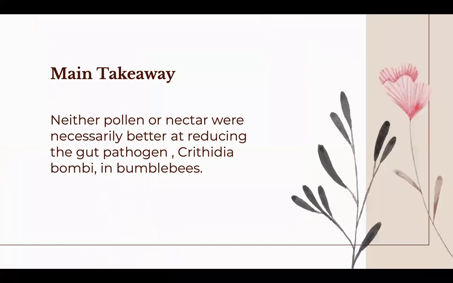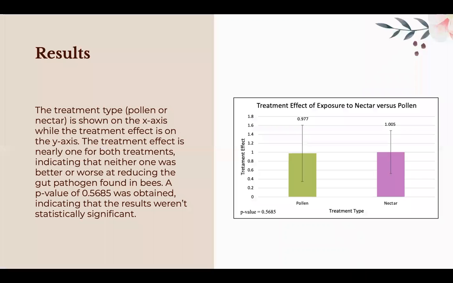So I hypothesized initially that pollen would be better at reducing the gut pathogen, better known as Crithidia bombi in bumblebees, than nectar would be. But when I started doing the calculations, by the end of this project, basically neither pollen nor nectar was necessarily better at reducing the gut pathogen in bees. And that is the main takeaway from this project.